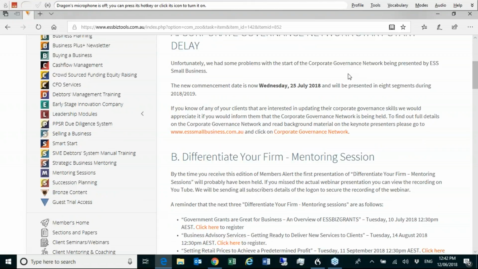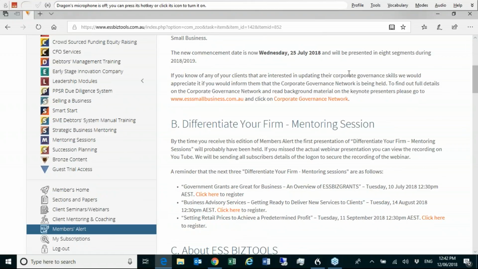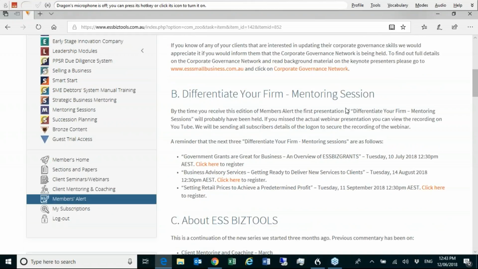So in this month, we've talked about Corporate Governance Network, which has now been deferred until the 25th of July. We had a couple of technical issues, and we could also do with some more registrations. So if you know of any clients who are interested in having a better understanding of their role as a director or a committee member in a not-for-profit charity or sporting organisation, I'd appreciate it if you could refer them to this event. If they want more details, please go to esssmallbusiness.com.au and click on Corporate Governance Network.